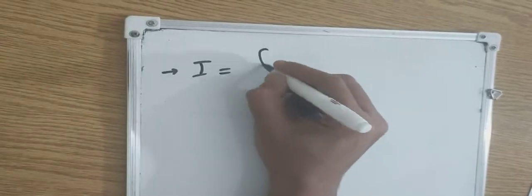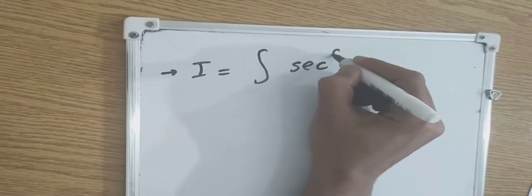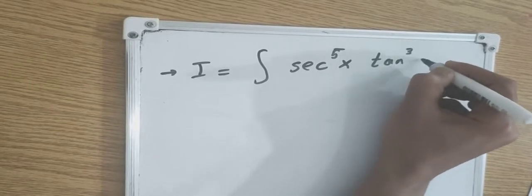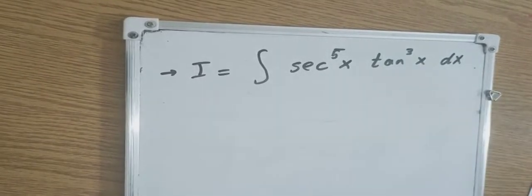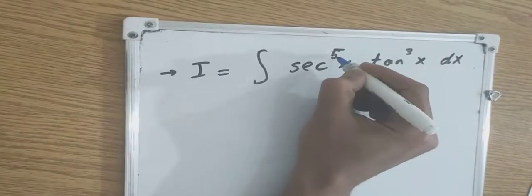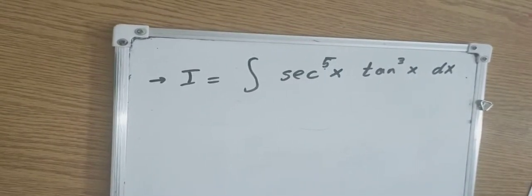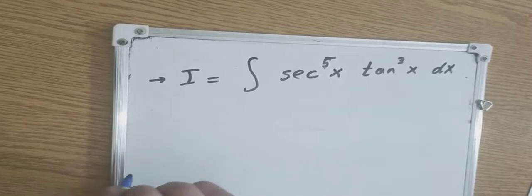Let's see this case if we need to evaluate the integration of sec to the power 5x times tan to the power 3x. In this example, the power of sec is 5. So if you think you need to take sec squared, the remaining from sec will be sec power 3. And if we change sec power 3 to tan, you will have a root and it will complicate the integration. So it will not work.